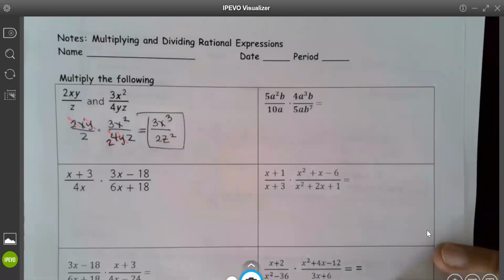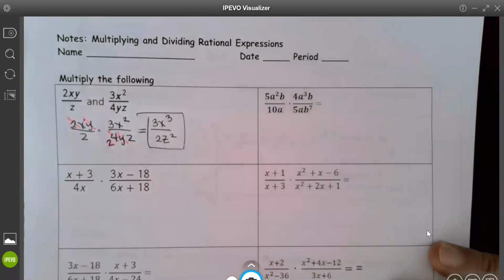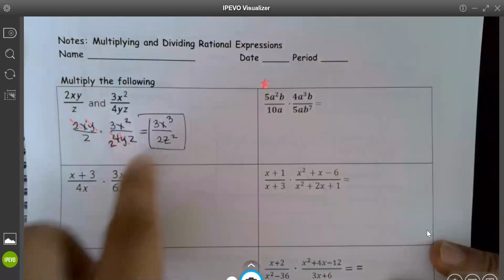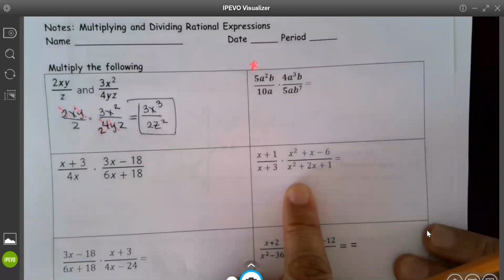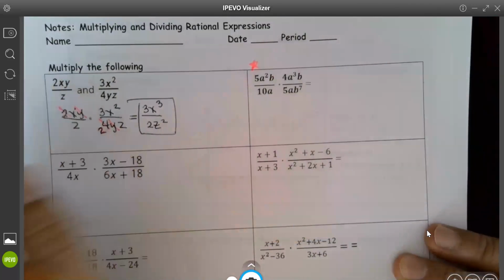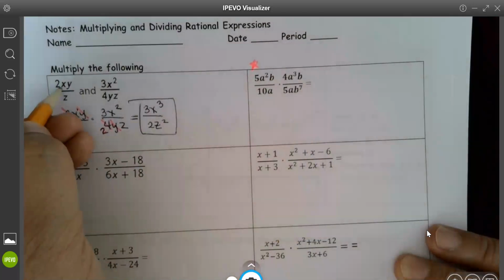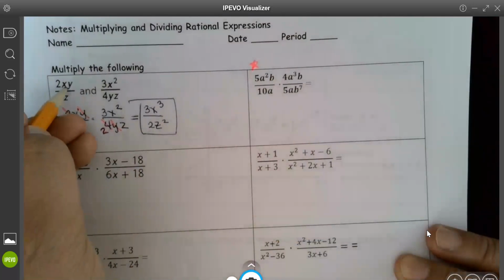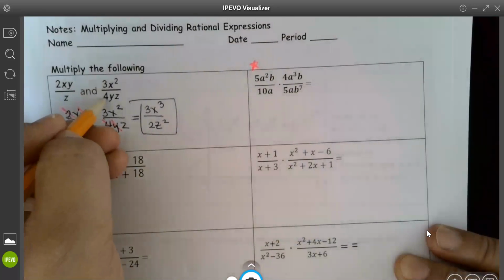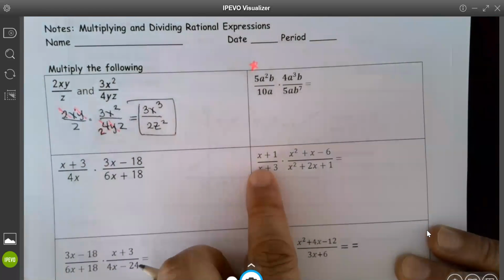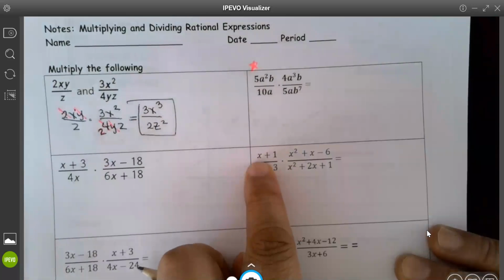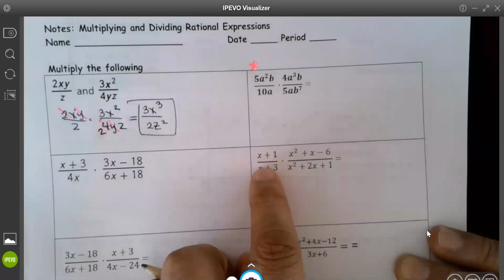Now, this one is yours to do. Follow the steps here. Now let's try to do this one. Take note that you can cancel terms only if the operation in between is multiplication. See, 2 times x times y, these are all multiplication. 4 times y times z, 3 times x times 4. But if you have a plus or minus sign in between, you cannot cancel x and x, because you can only cancel if the operation in between is multiplication.